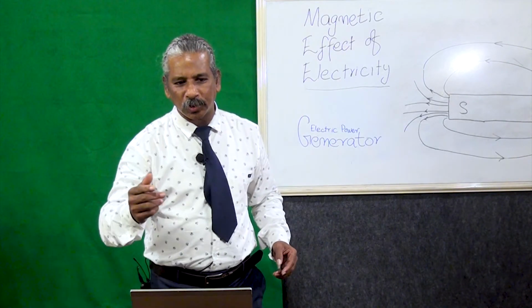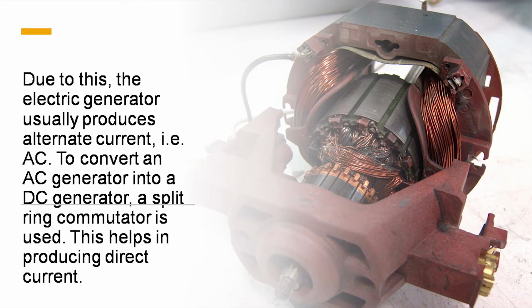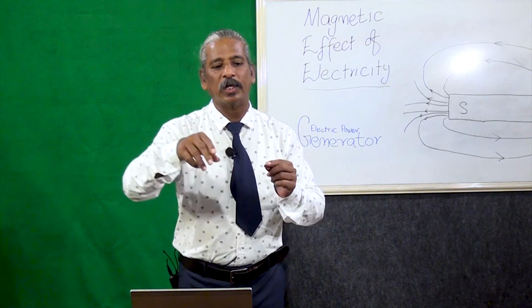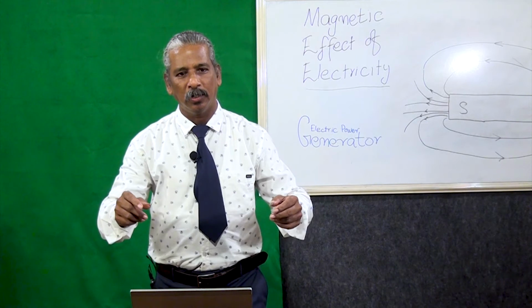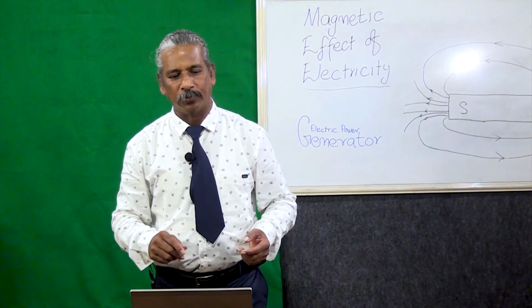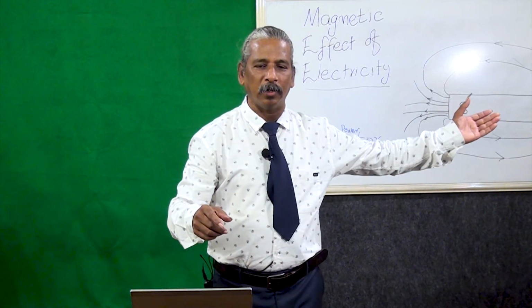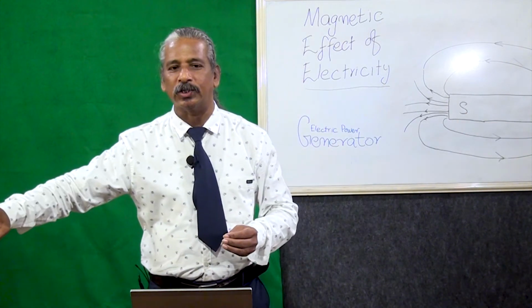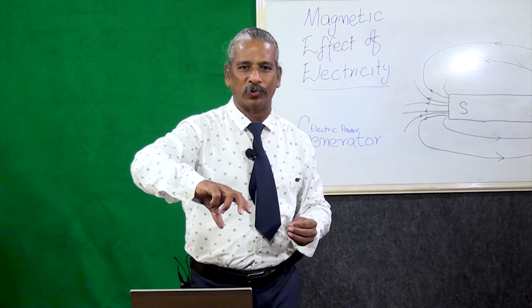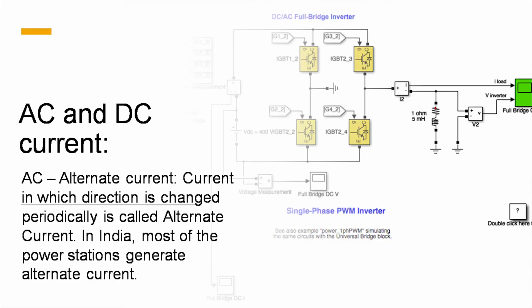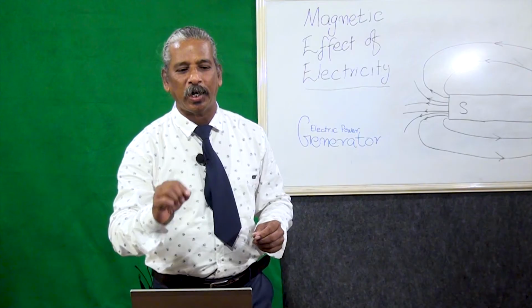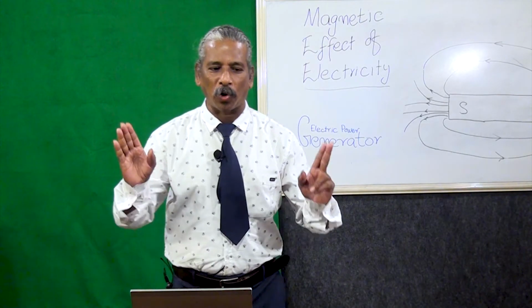To convert an AC generator into a DC generator, a split ring commutator is used. This helps in producing direct current. Maybe in UMV lifts, ultra minimized voltage lifts, we'll see an AC motor rotating a DC generator. DC power is produced, and with DC power the lift works. AC and DC current. Current in which direction is changed periodically is called alternate current.